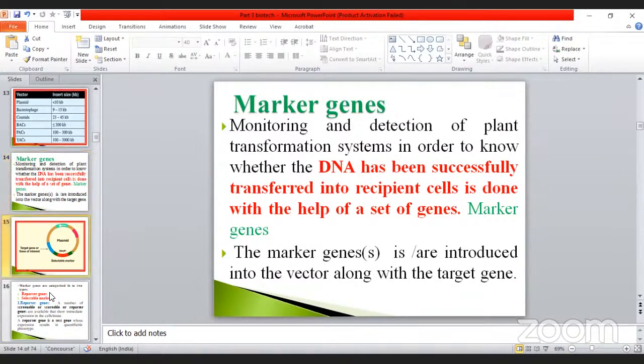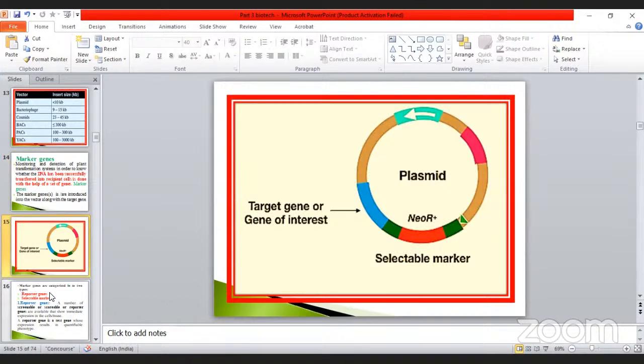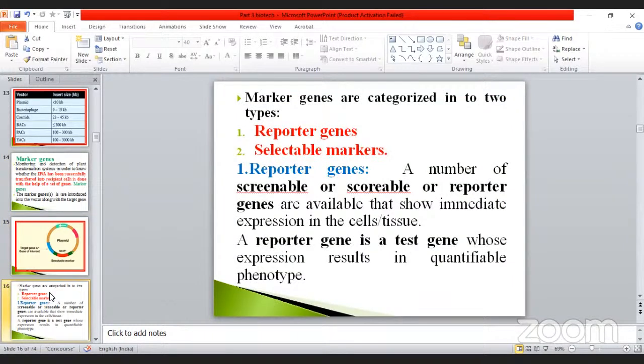This is very, very important. See the marker genes, already in our lesson. This is nothing but the plasmid. It has two things: the target gene, which is the one of interest, and also a selectable marker. Markers are also divided into two categories: one is called a reporter gene, another is called a selectable marker.